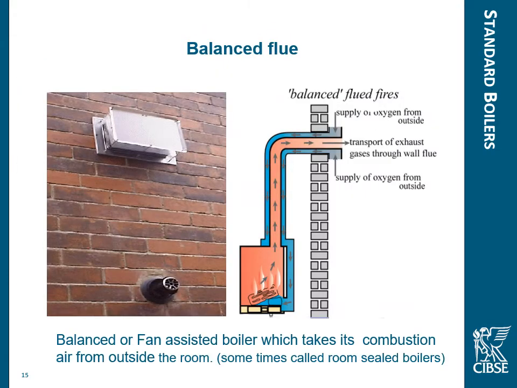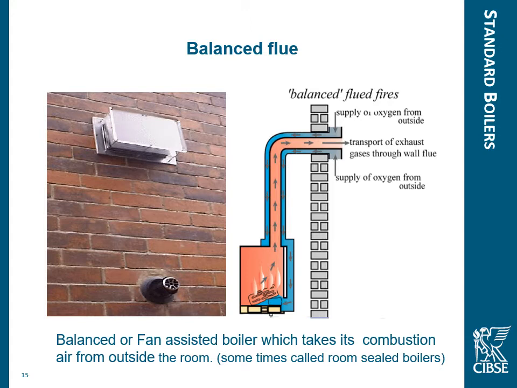Now, moving on a few years, we've now got a balanced flue boiler. The flue of this boiler contains two sections, an outer and an inner section, and it draws in the air through the outer section of the flue, thereby not using any of the air in the conditioned area. It transports the exhaust gases out through the centre of the flue. Still quite inefficient, around 72 to 75% efficient, slightly more efficient than the previous boiler because the flue is shorter.